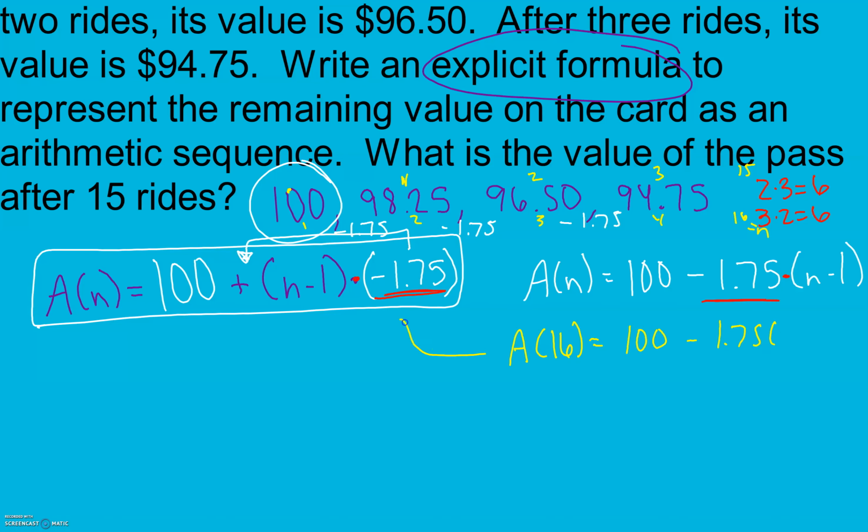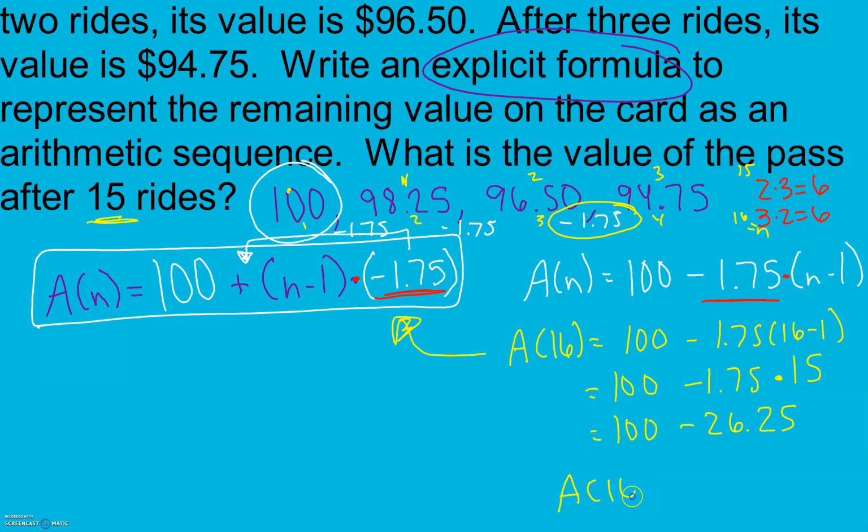And again, I could have plugged it into this one as well, which means we're going to take that $1.75 it costs us per ride 15 times, which is what we want, because we want 15 rides. And this is going to give me 26.25. So the value of our 16th term, how much we have left after 15 rides, is going to be 73.75.